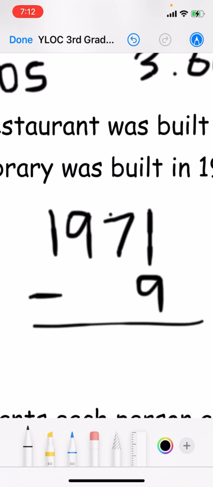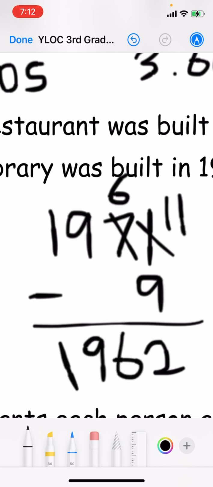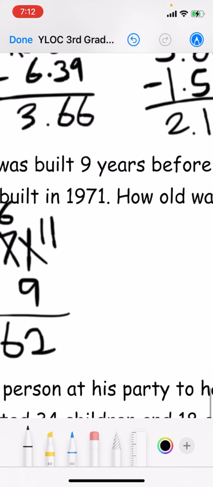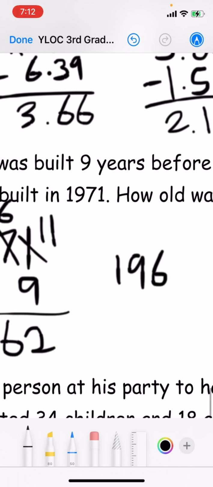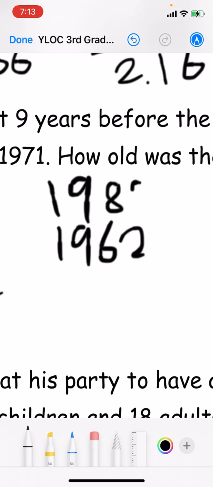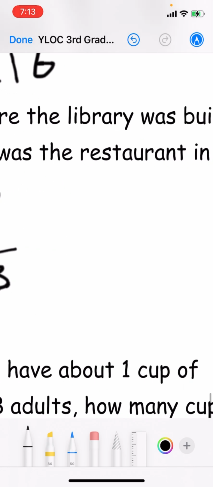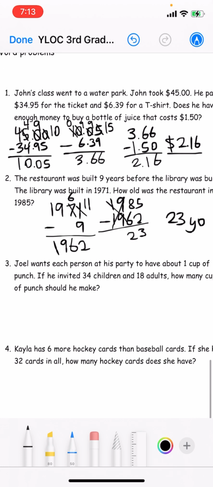1 can't subtract 9, so 7 will borrow from the tens place. 7 becomes 6, and 1 becomes 11. 11 minus 9 is 2, and then bring down 6, 9, and 1. So the restaurant was built in 1962. And the question is asking how old it was in 1985. So we'll just subtract. 5 minus 2 is 3, 8 minus 6 is 2, and these cancel out. So the restaurant was 23 years old in 1985.